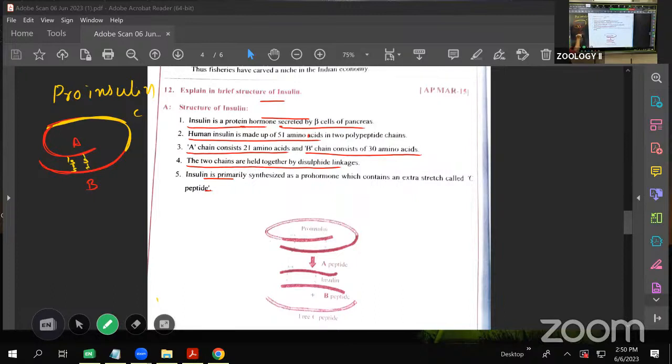Next, they are activated. This is proinsulin, the inactive hormone. This inactive hormone is converted into the active hormone. Here, two stretches: this one is A and this one is B. Both of them are joined with the sulfur bonds, the disulfide bonds.